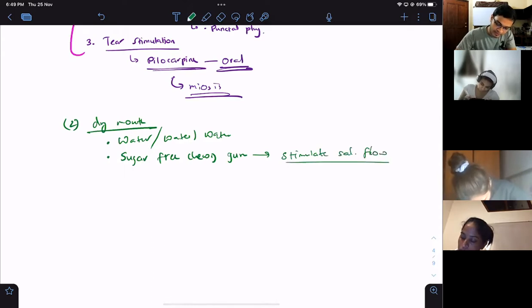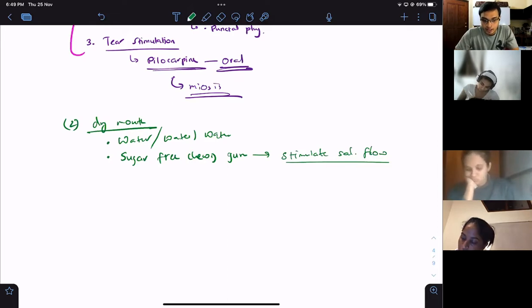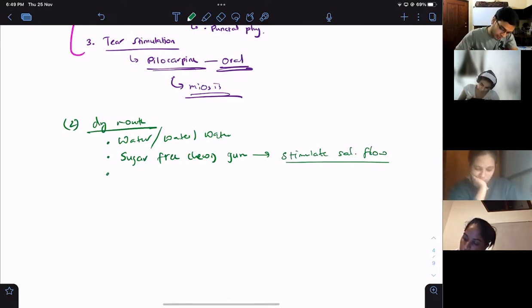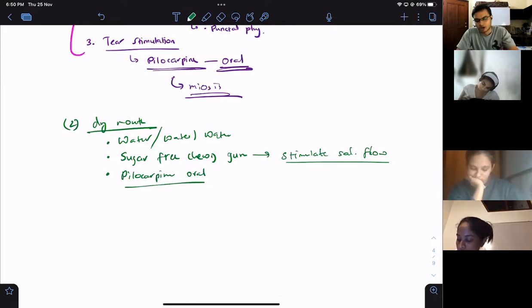Stimulate salivary flow with sugar-free chewing gum. Again, guys, there is a place for oral pilocarpine, but it is not commonly used. Just remember, when there is dry mouth, what did we say, guys? The patient is more prone to dental caries and infections.